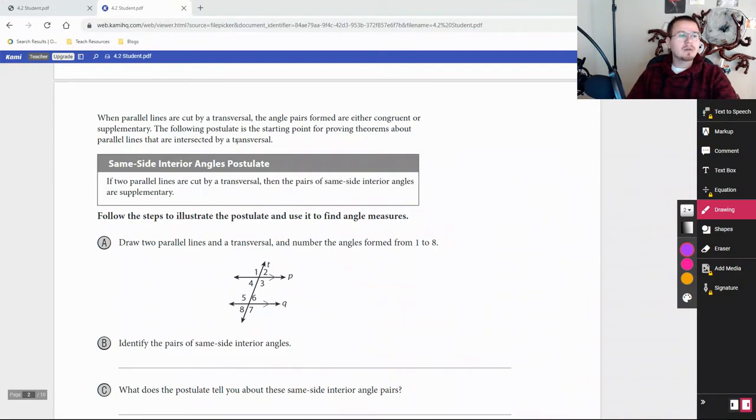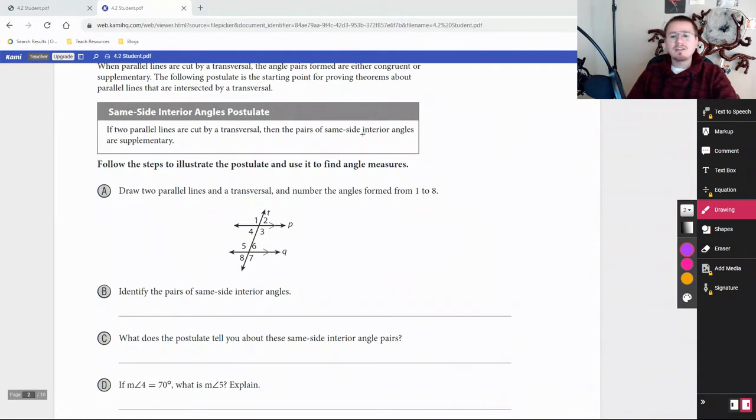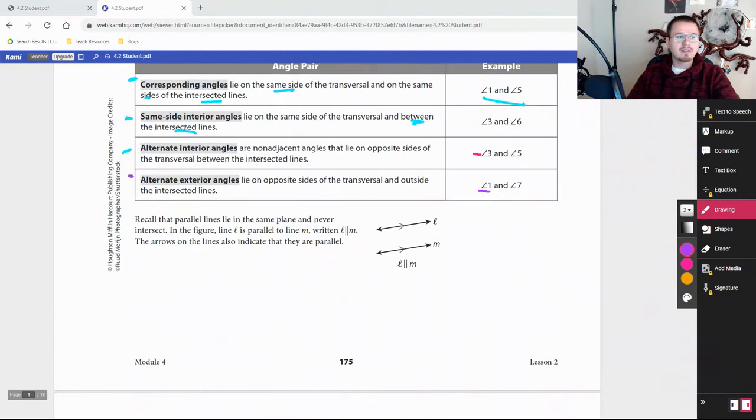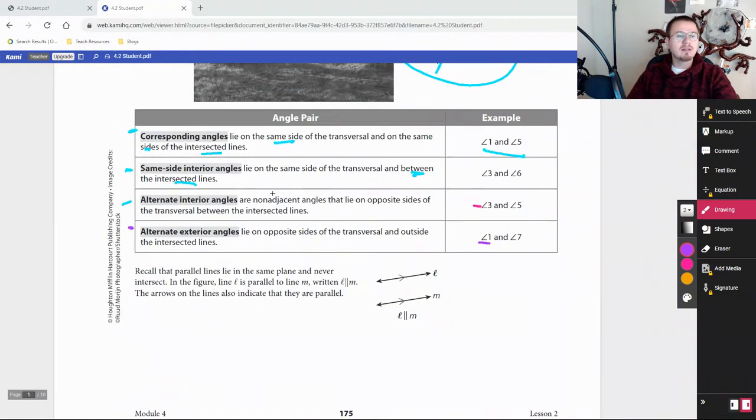The following postulate is the starting point, so we're going to want this in our notes. Same side interior angles postulate. Lots of words, lots of vocab. It can get tricky, so you're going to want to make sure you have very nice and organized notes on this one. If two parallel lines are cut by a transversal, then the pairs of same side interior angles are supplementary. First, let's go back up. What's a same side interior angle? They lie on the same side of the transversal in between the intersected lines.